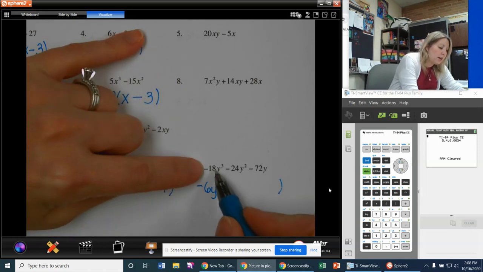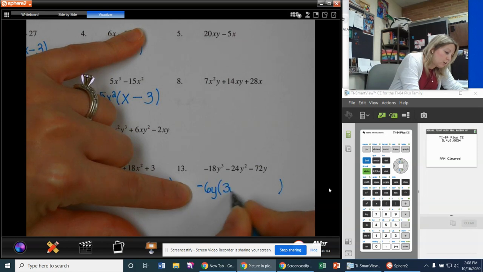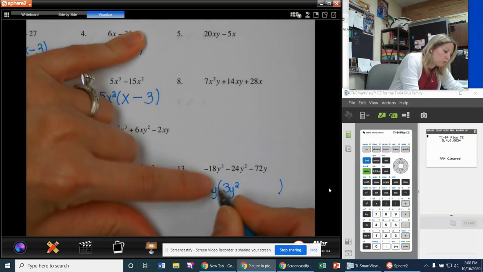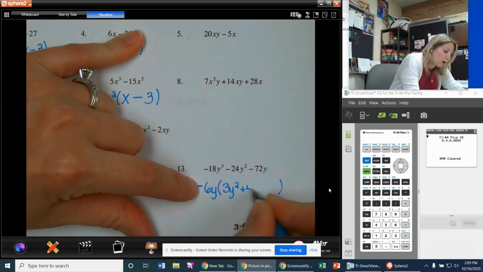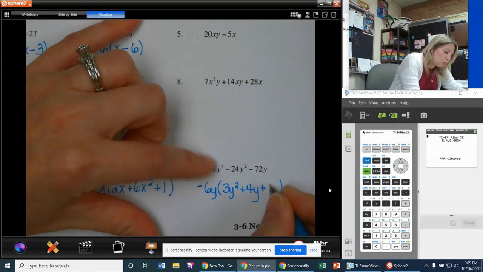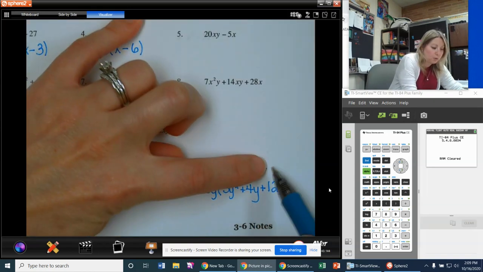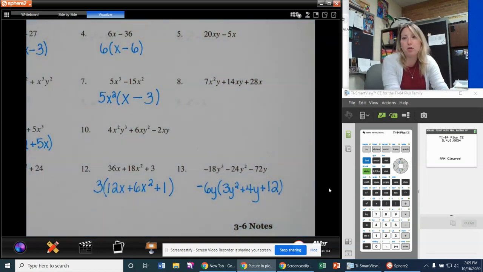If you're doing that, negative 18 divided by negative 6, well, that's a positive 3y squared. 3 minus 1 is 2. Positive 4y. 2 minus 1 is 1. Positive 12. And you can think of it this way. 1 minus 1 is 0. So there's not a y value present anymore.